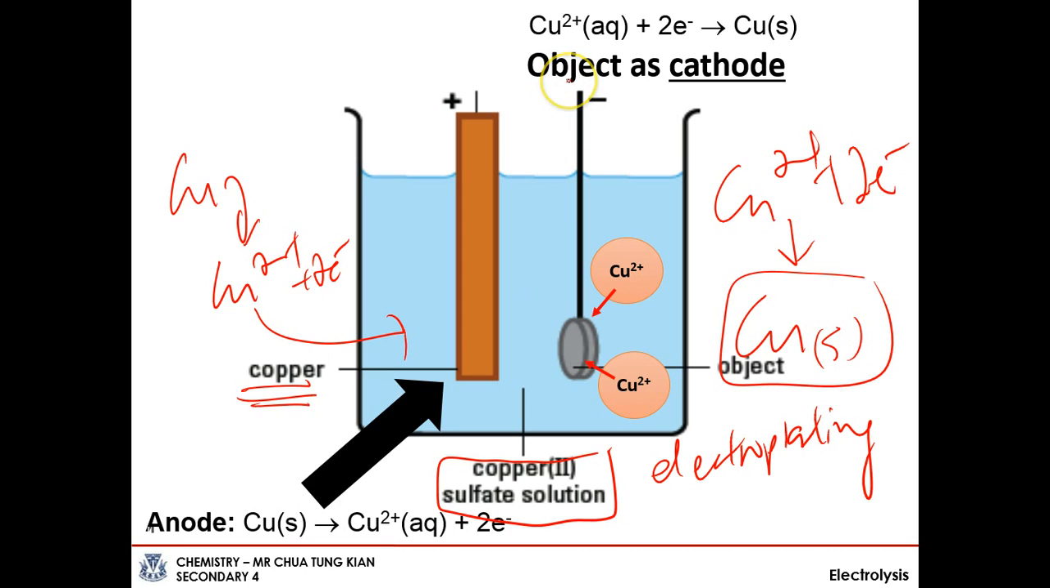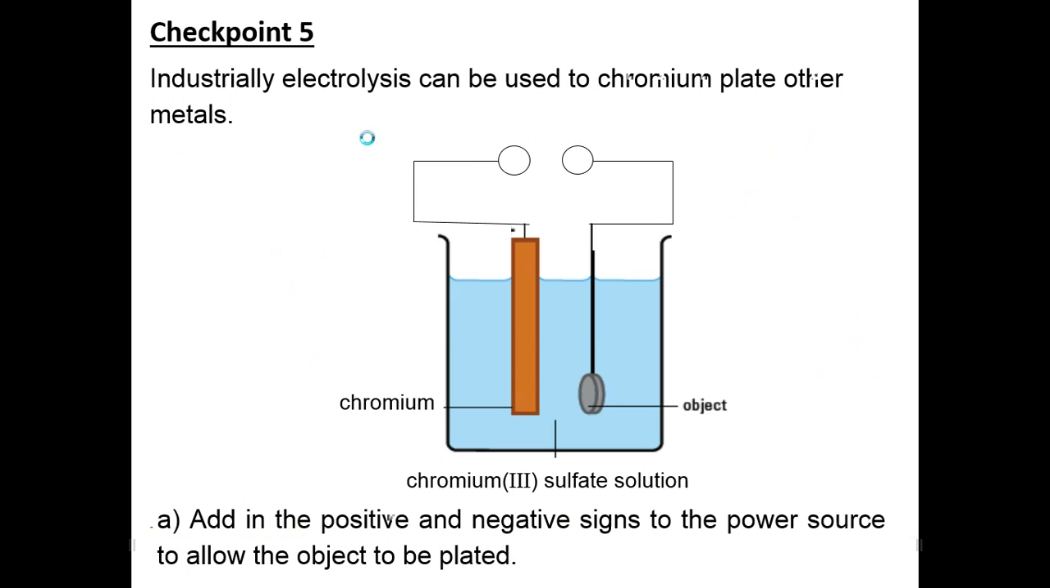So you just need to keep dipping in your object. Dip, take out, dip, take out, dip, take out. And you repeat this process on and on until the copper block here, the copper anode here, is completely gone. Then you replace this and you can continue the process again and again. So with this, let's move on to checkpoint 5. Pause the video now to attempt the checkpoint. Continue with the video once you are done.